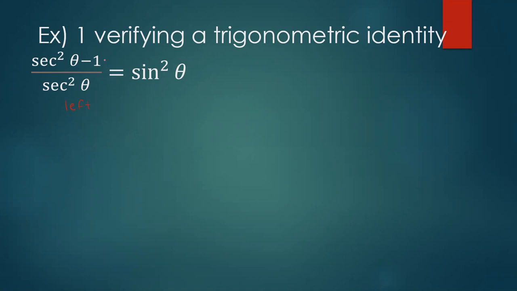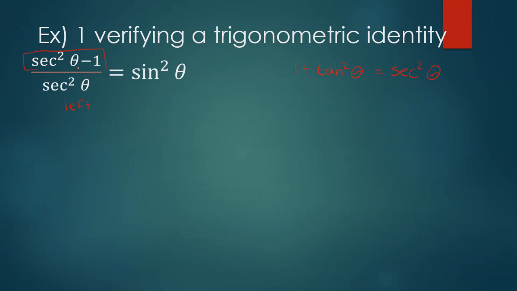I automatically see an identity, one of your Pythagorean identities. I think it's in the previous section where I talked about Pythagorean identities. That one is one plus tan square theta equals secant square theta. So I'm going to use this identity, and it doesn't look exactly like this one, so we're going to have to move things around to make it look like that. So how would I do that?